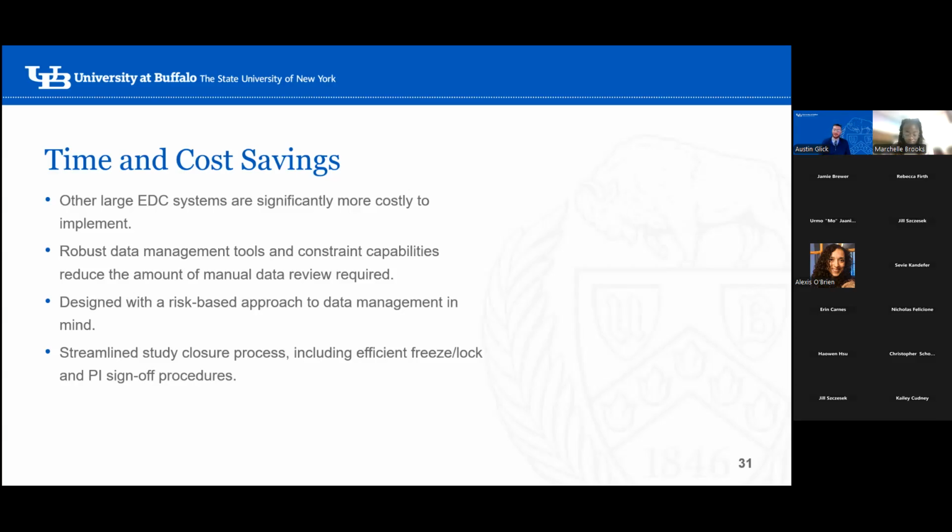And then there's a streamlined study closure process, including efficient freeze, lock, and then PI sign-off procedures. So for us in the data management and the statistical realm, it's a lot easier working in a system like this to get all the data finalized, cleaned, frozen, locked, signed off, and ready to go for analysis. So that saves time in moving through that end phase of a study.